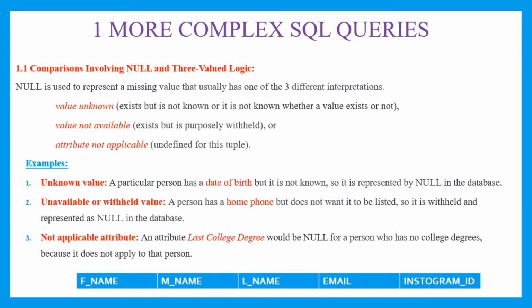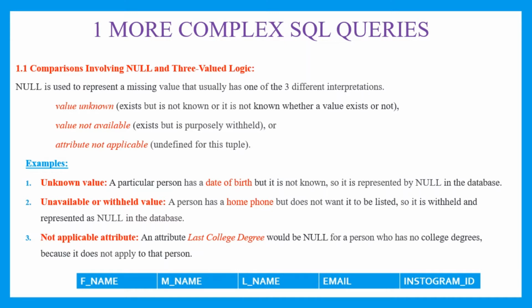Some students may have an email address but they are not going to enter it in the table. Then this can be said to be an unavailable or withheld value. And a student may not have an Instagram ID. There are a few students who may not use Instagram. Then that Instagram ID will be kept as null. This is an example for not applicable attribute.